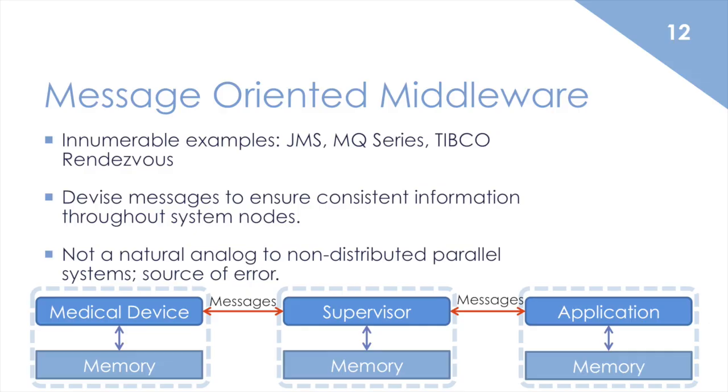There are a number of examples of middleware that can help with the delivery of these messages. Developing a system on a message-oriented middleware can be a very complex thing to do. This is not a natural analog to a parallel system because there's no shared common concept of system memory. Instead, messages have to manage this complexity of relating different state information from nodes back to one another.